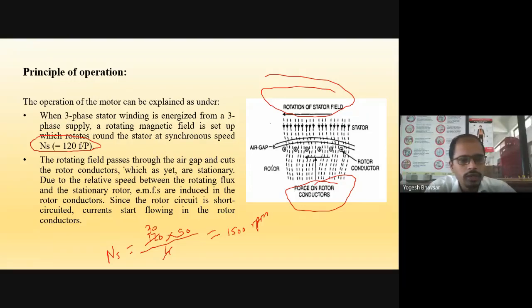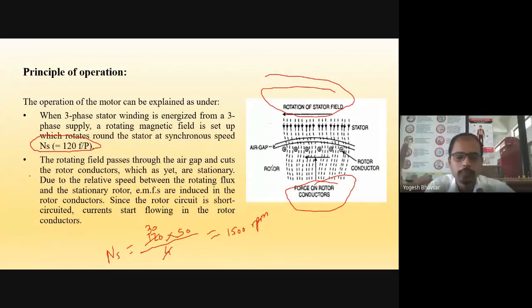The rotating field passes through the air gap and cuts the rotor conductor. Now, as this rotating field is changing with respect to time, it will pass through the air gap and the rotor conductor will cut this magnetic field because the rotor conductors are stationary. And as the rotor conductors are stationary, there will be a relative speed or relative motion between the rotating flux and the stationary rotor. Look at this point.